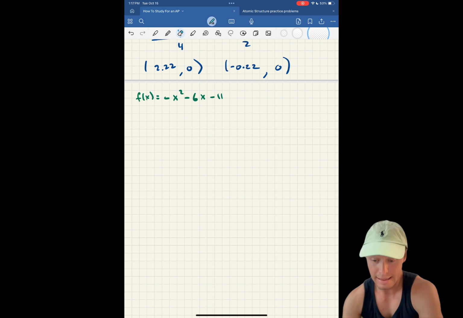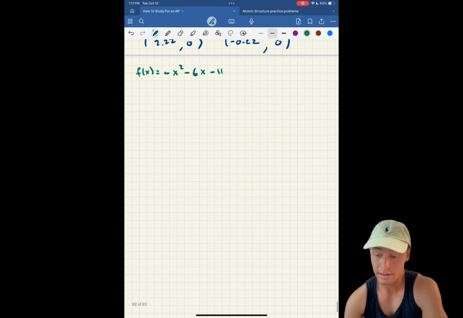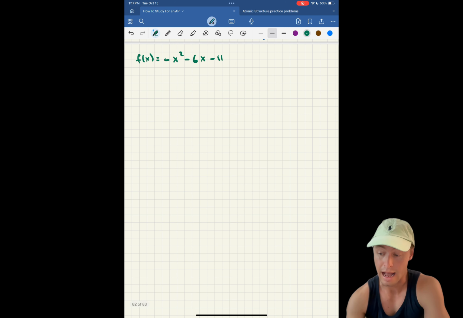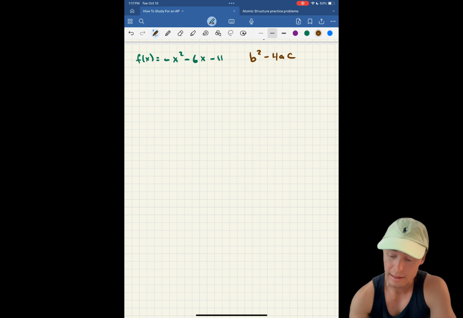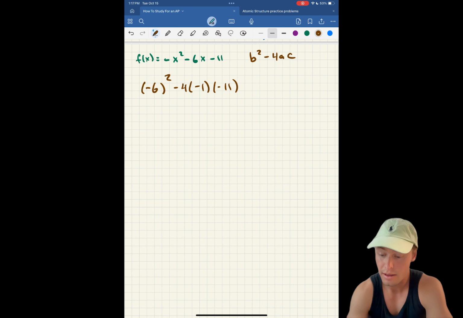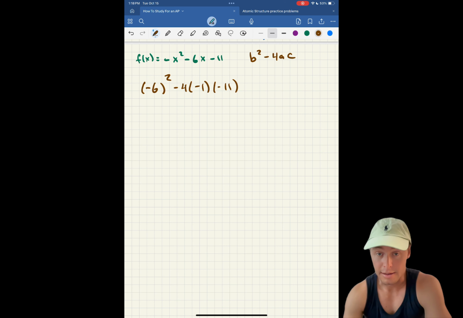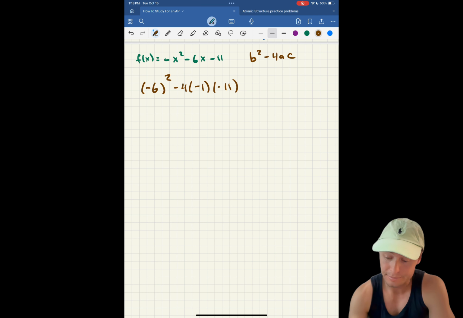Okay, let's look at our next example here. Let's use our discriminant test to figure out how many x-intercepts or how many real roots this quadratic has. Remember, the discriminant is b squared minus 4ac. So plugging that in, I'll have negative 6 squared minus 4 times negative 1 times negative 11. Our a is negative 1, that's the number in front of x squared. Our b is negative 6, that's the number in front of x. And our c is negative 11, that's our constant.